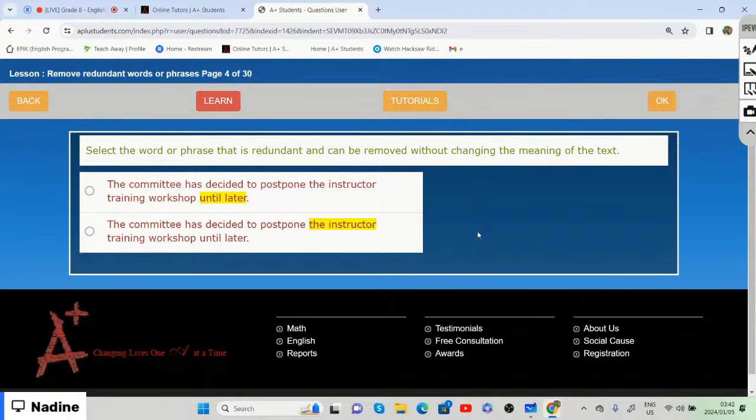All right, so the committee has decided to postpone the instructor training workshop until later. So we're going to have to choose one of the words that are redundant. Is it until later or the instructor? So the word that is redundant to postpone. Is it until later or the instructor?